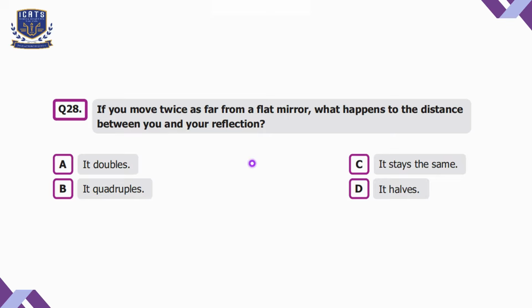A flat mirror creates a virtual image as far behind the mirror as you are in front of it. So if you stand 2 meters from the mirror, your image is 2 meters behind the mirror. So that means the distance between you and your image is 4 meters. So if you move to 4 meters from the mirror, your image is 4 meters behind the mirror as well. So the distance between you and your image is 4 plus 4, which is equal to 8 meters. So originally the distance is 4 meters, but after moving it's 8 meters. That's twice the original distance between you and your reflection. So we will select option A here, it doubles.